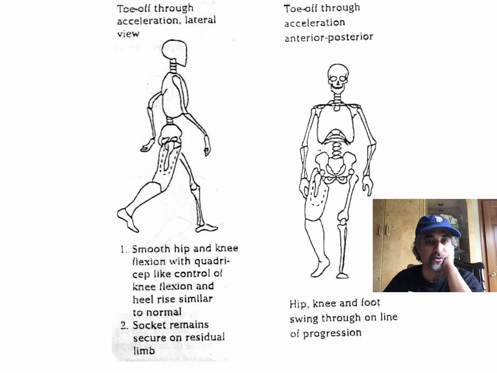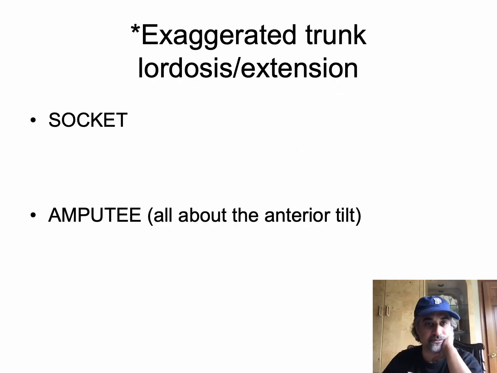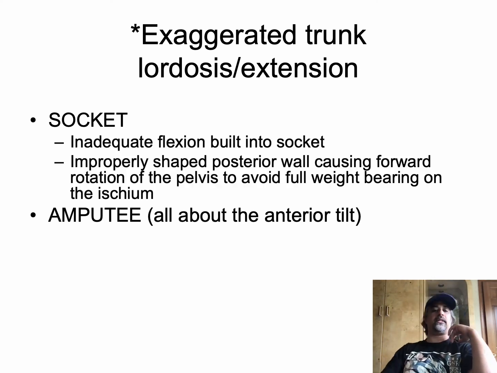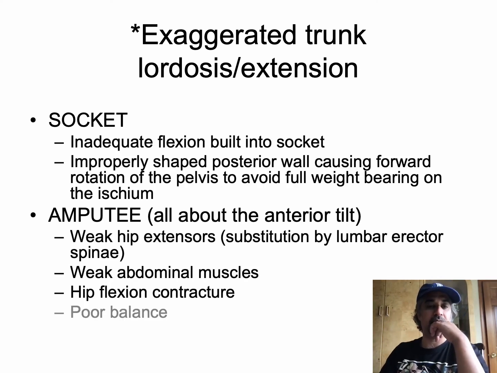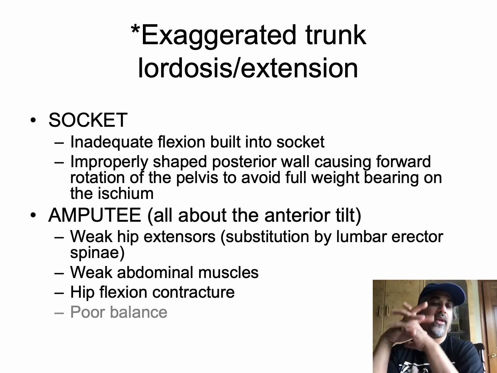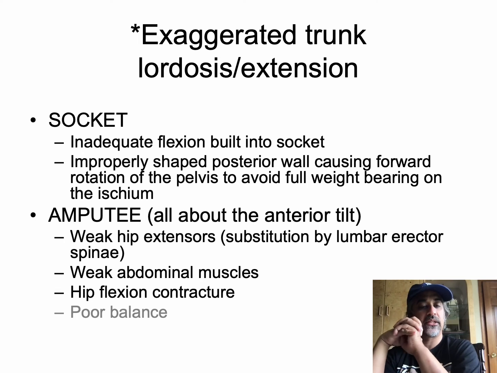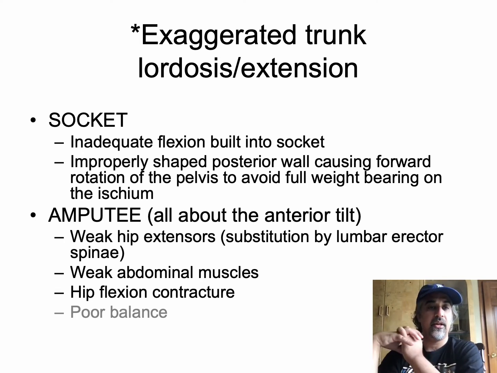Now we are going through swing phase. You can see an exaggerated trunk lordosis or trunk extension, and this could be all about anterior pelvic tilt with weak hip extensors, weak abdominal muscles, hip flexion contracture. These are all things that can be worked on in therapy. The socket could also have inadequate flexion built into it.